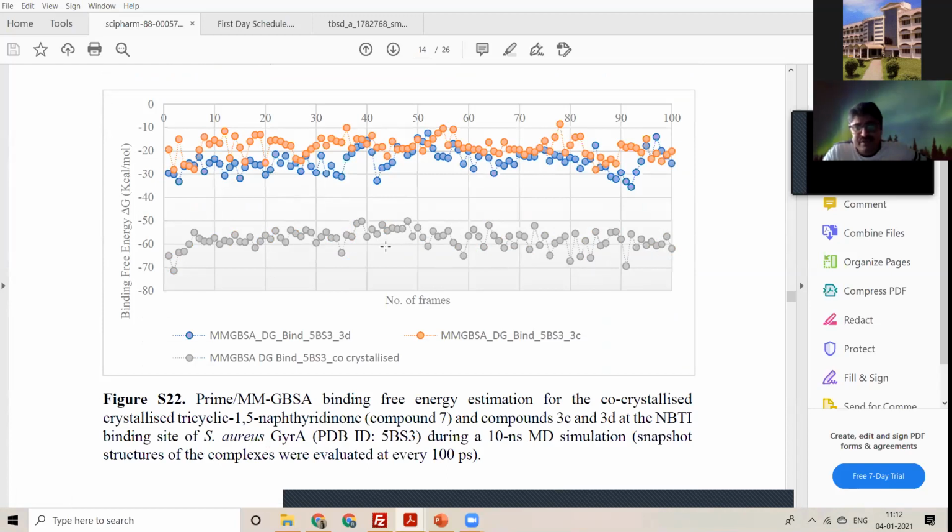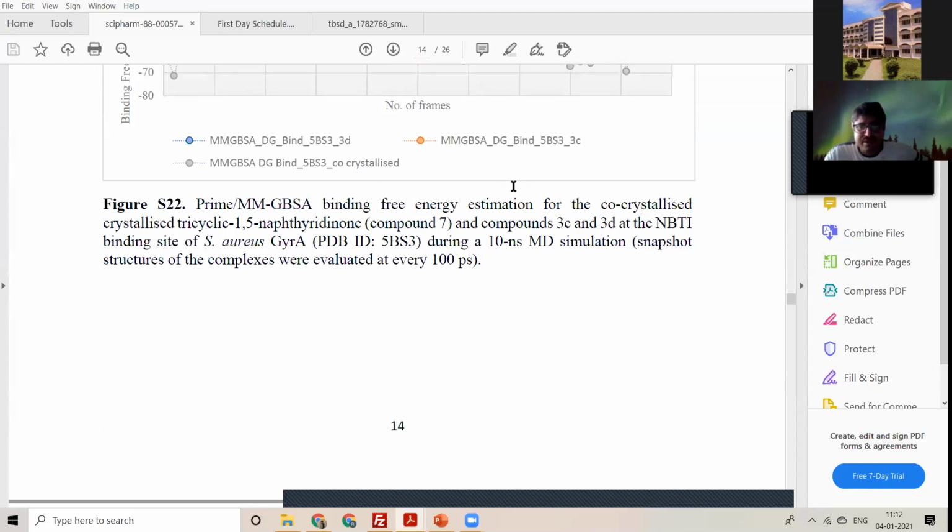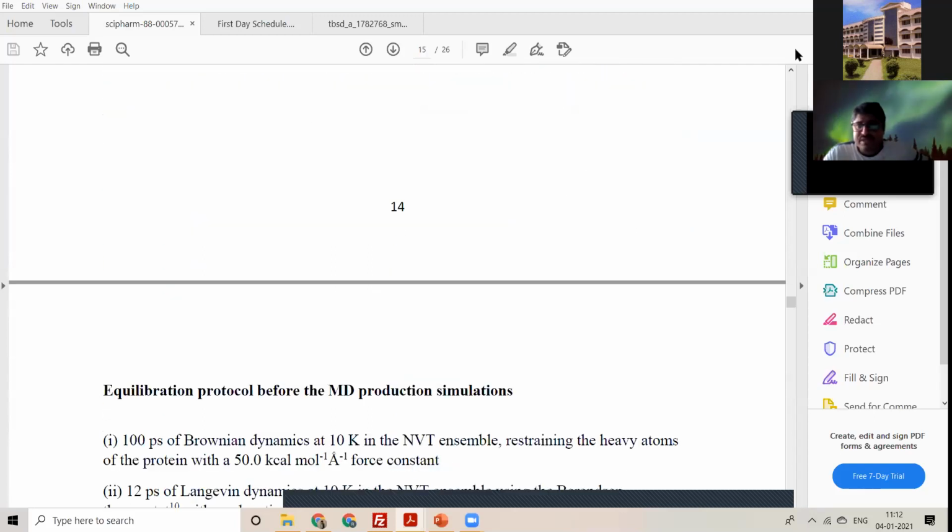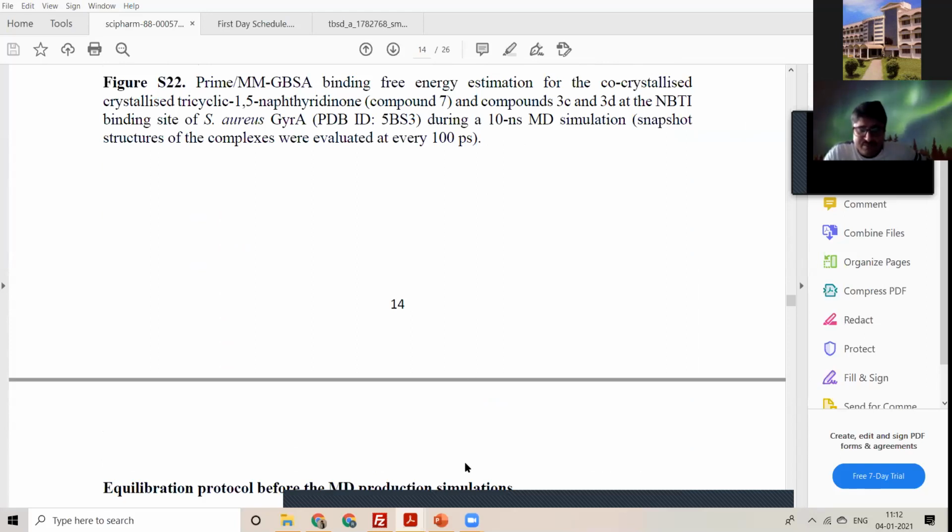And this is how we concluded that our compounds were not binding to the NBTI site, or to the DNA gyrase B subunit, but they are interacting with the fluoroquinolone site. And the energy is also good in that simulation. So that conclusion we come from this observation.